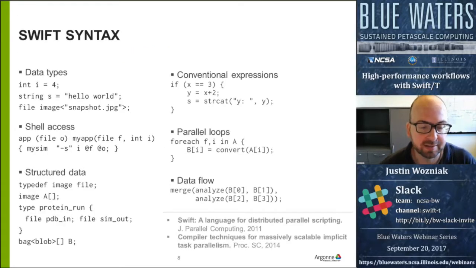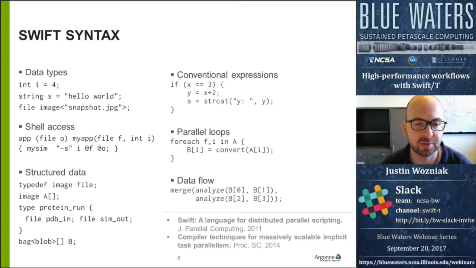So based on those essential concepts, we have quite a bit of other syntax. We have typical data types, integers, floats, strings. We have a file data type, so that means that you can do data flow and data dependencies on files. Of course, files are mapped to real files, so this file variable here, image, is then mapped to the file name snapshot.jpg, for example. And then you can do data flow on files, kind of like what you would do with a makefile, where you have data flow on files, essentially.